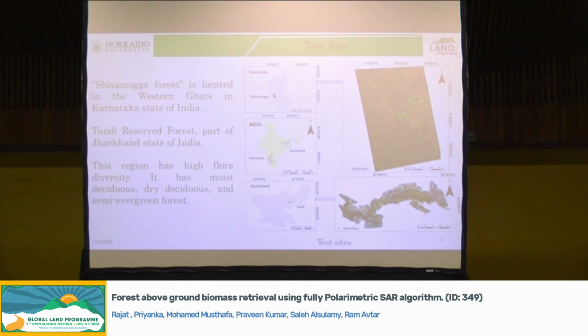So this is the study area. This is where we developed our model. It is the Shimoga forest in the Karnataka Western Ghats of India, and this region has very diverse forest. They have evergreen forest, dry deciduous forest, moist deciduous forest, and another forest reserve like Tundi, that is in the eastern part of India, which we have used for the cross validation of our model.